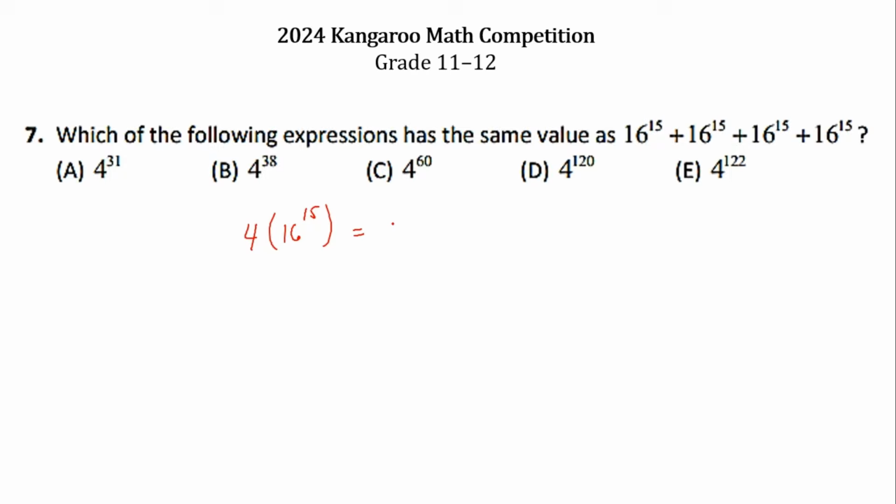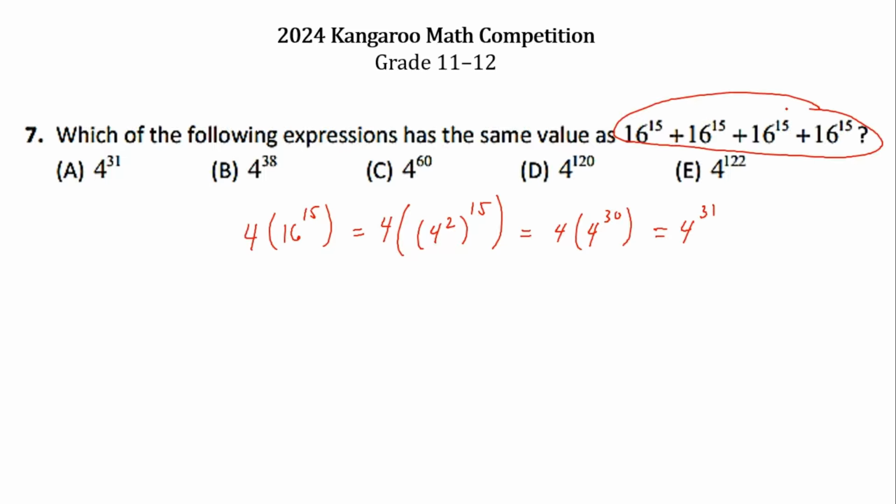Now, take note that 16 is the same as 4 squared. So we can write this one as 4 times 4 squared raised to 15. Multiplying 15 and 2, we get 4 times 4 raised to 30. And finally, the 4 outside the parentheses has an exponent of 1. So we have 4 raised to 1 plus 30. That's 4 raised to 31. So this given expression has the same value as 4 raised to 31, and that's option A.